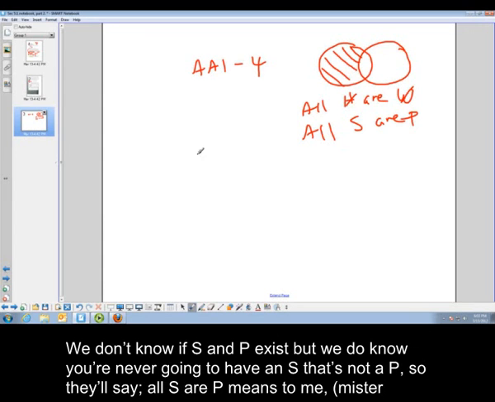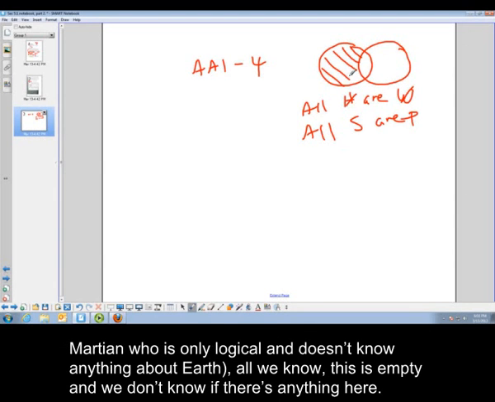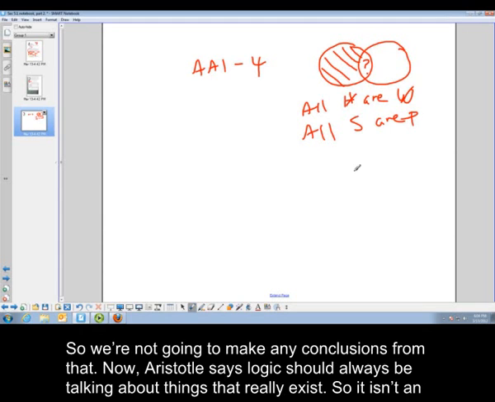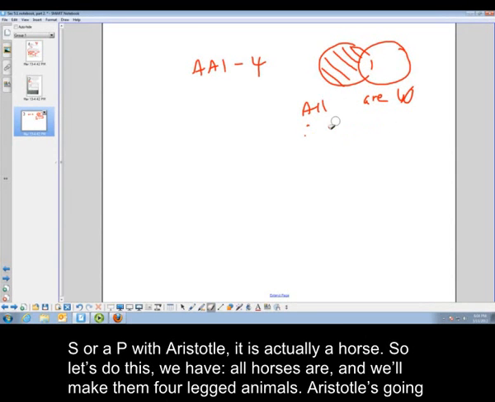So they'll say, all S or P means to me, Mr. Martian, who's only logical and doesn't know anything about Earth, all we know, this is empty, and we don't know if there's anything here. So we're not going to make any conclusions from that. Now, Aristotle says logic should always be talking about things that really exist. So it isn't an S or a P with Aristotle. It is actually a horse, okay? So let's do this.